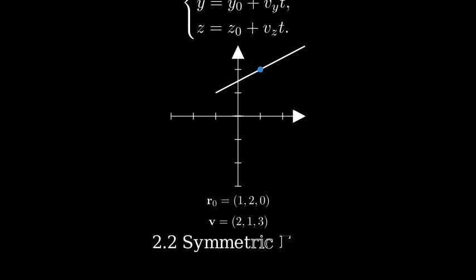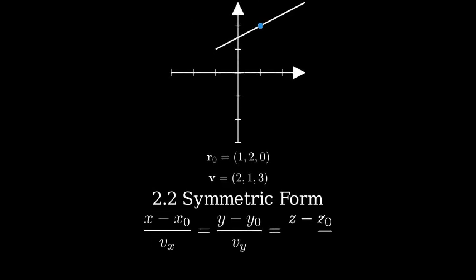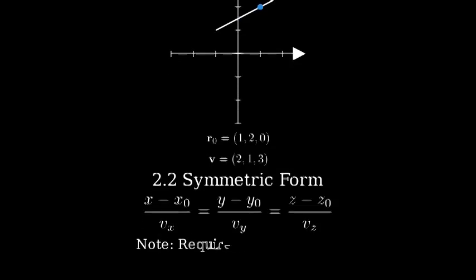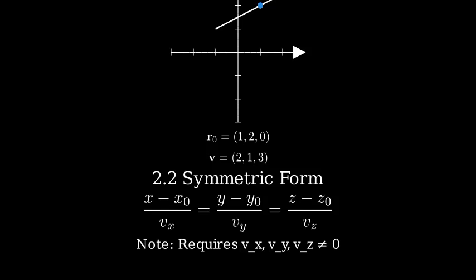If all components of the direction vector are non-zero, then we can write (x minus x subscript 0) divided by v subscript x equals (y minus y subscript 0) divided by v subscript y equals (z minus z subscript 0) divided by v subscript z. This form is particularly useful when we want to eliminate the parameter t from our equations.